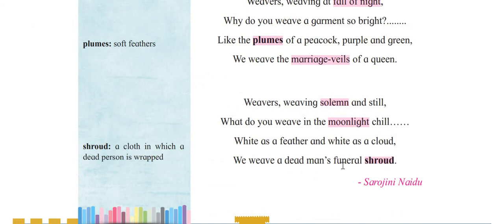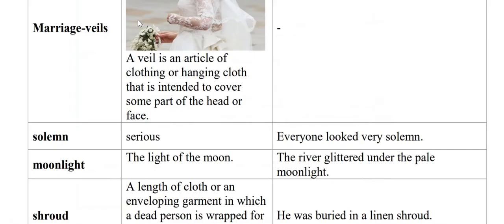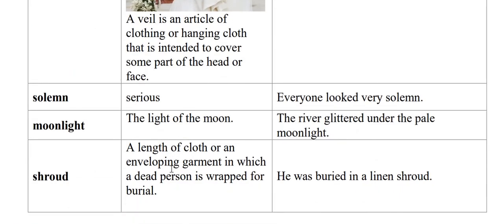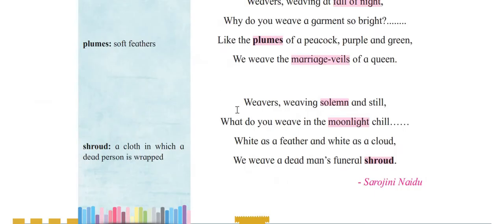White as a feather and white as a cloud. White as a feather means the color of the garment is white as the feather is white, and white as a cloud. We weave a dead man's funeral shroud. What is shroud? Shroud means a length of cloth or an enveloping garment in which a dead person is wrapped for burial. Okay, so here also, for the first time in the poem, the nature of the weaver is expressed.